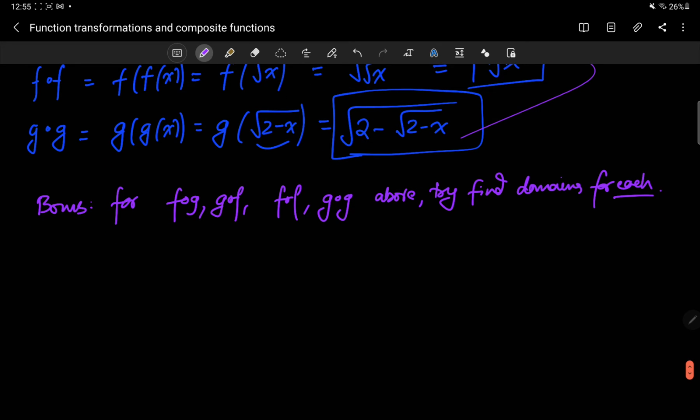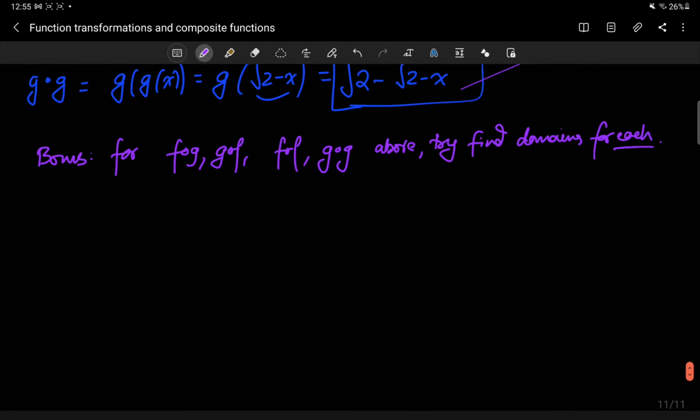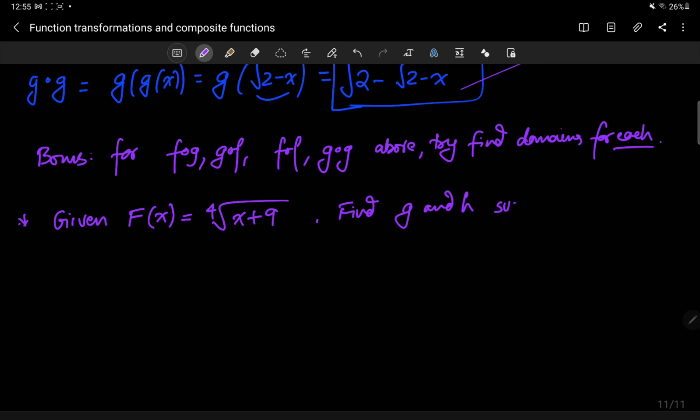Okay, one last example is the reverse process, which is recognizing the functions that can be used to create a function. For example, it says, given that some function capital F of x is the fourth root of x plus 9, find functions g and h such that capital F is g of h.